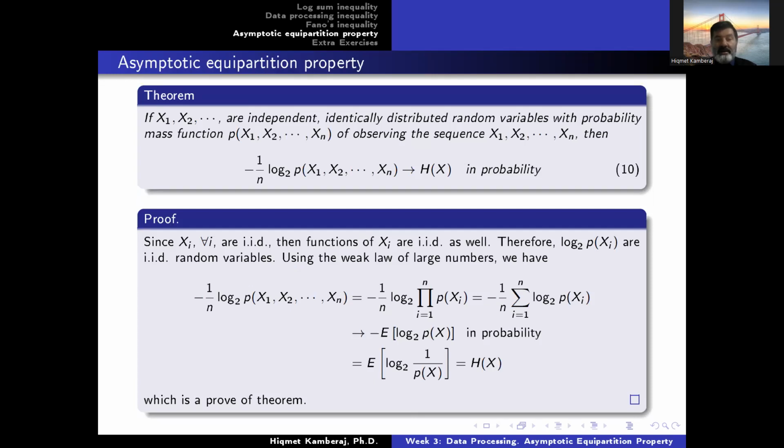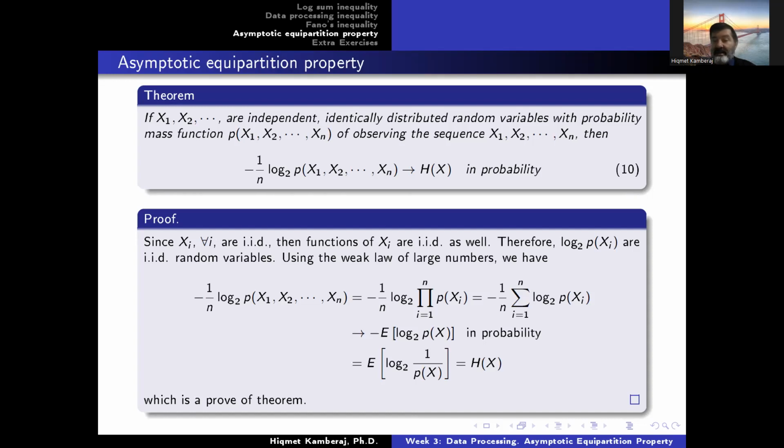Now, we are going to introduce the so-called asymptotic equipartition theorem. If x1, x2, and so on are independent, identically distributed random variables with probability mass function p of x1, x2, and so on xn, of observing the sequence x1, x2, xn, then minus 1 over n log with base 2 of p of x1, x2, xn converges to H of X in probability.